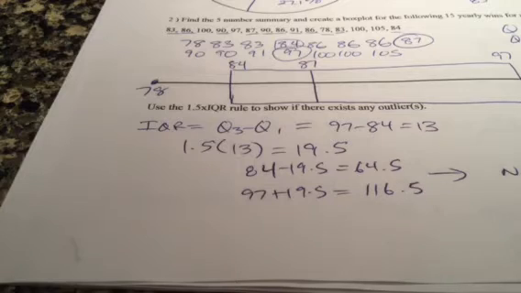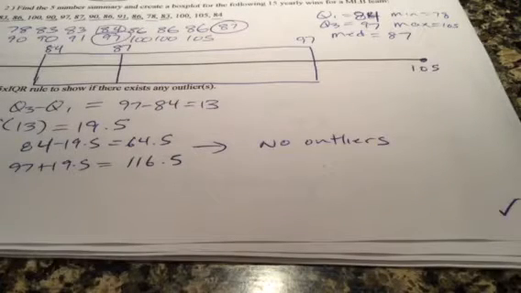1.5 times the interquartile range, which is Q3 minus Q1, that's 13. 1.5 times that is 19.5. Subtract that from quartile 1, add that to quartile 3. If you have any number outside that range of 64.5 to 116.5, you have an outlier. We have no outliers here. All right, moving on to the next page, folks.